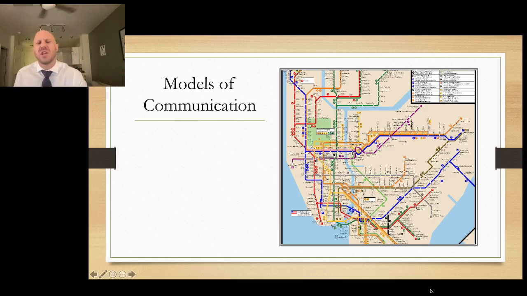So models of communication can be very important things, but it's also important to keep in mind that, like this subway model, models are necessarily incomplete and simplified. They have to kind of dumb things down a little bit. They have to leave a lot of things out and simplify things so that the model is something that is meaningful and can be communicated to somebody else.